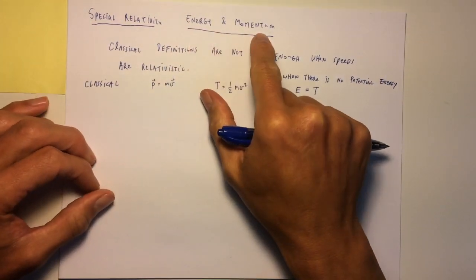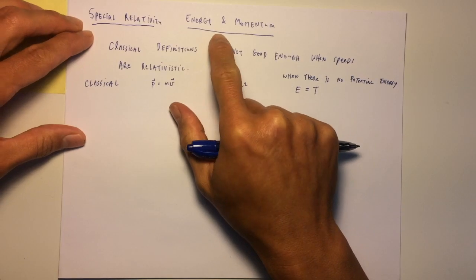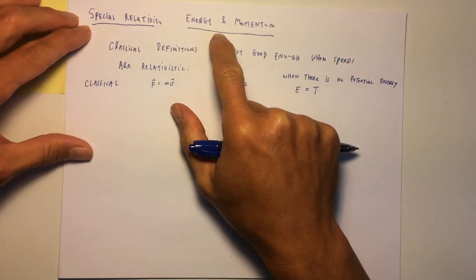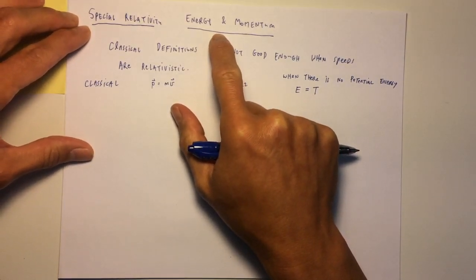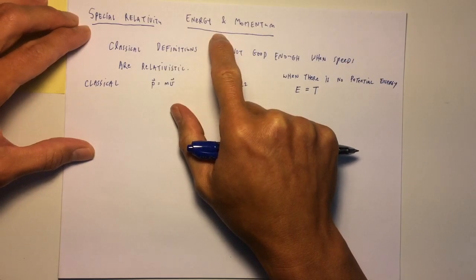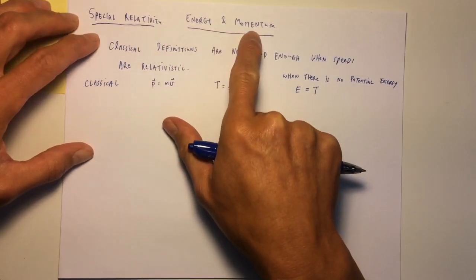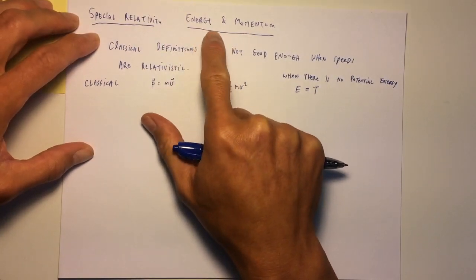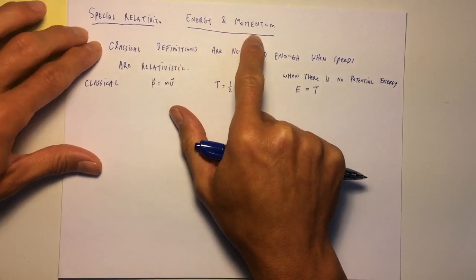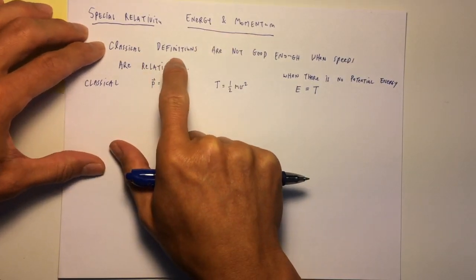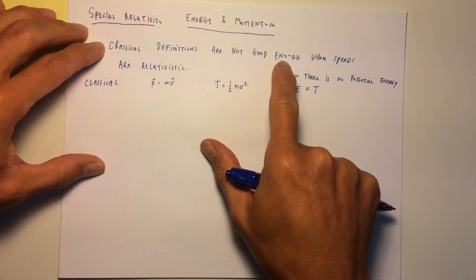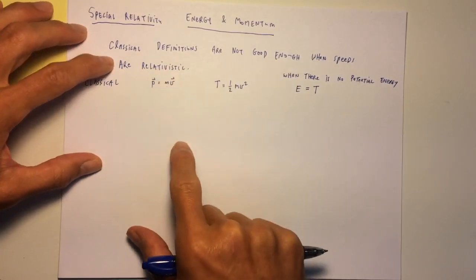Energy and momentum, when the objects in question are moving very fast, that is, they have relativistic motions. So in special relativity, energy and momentum, we need new definitions. Basically, the classical definitions, they're not good enough when speeds are relativistic.